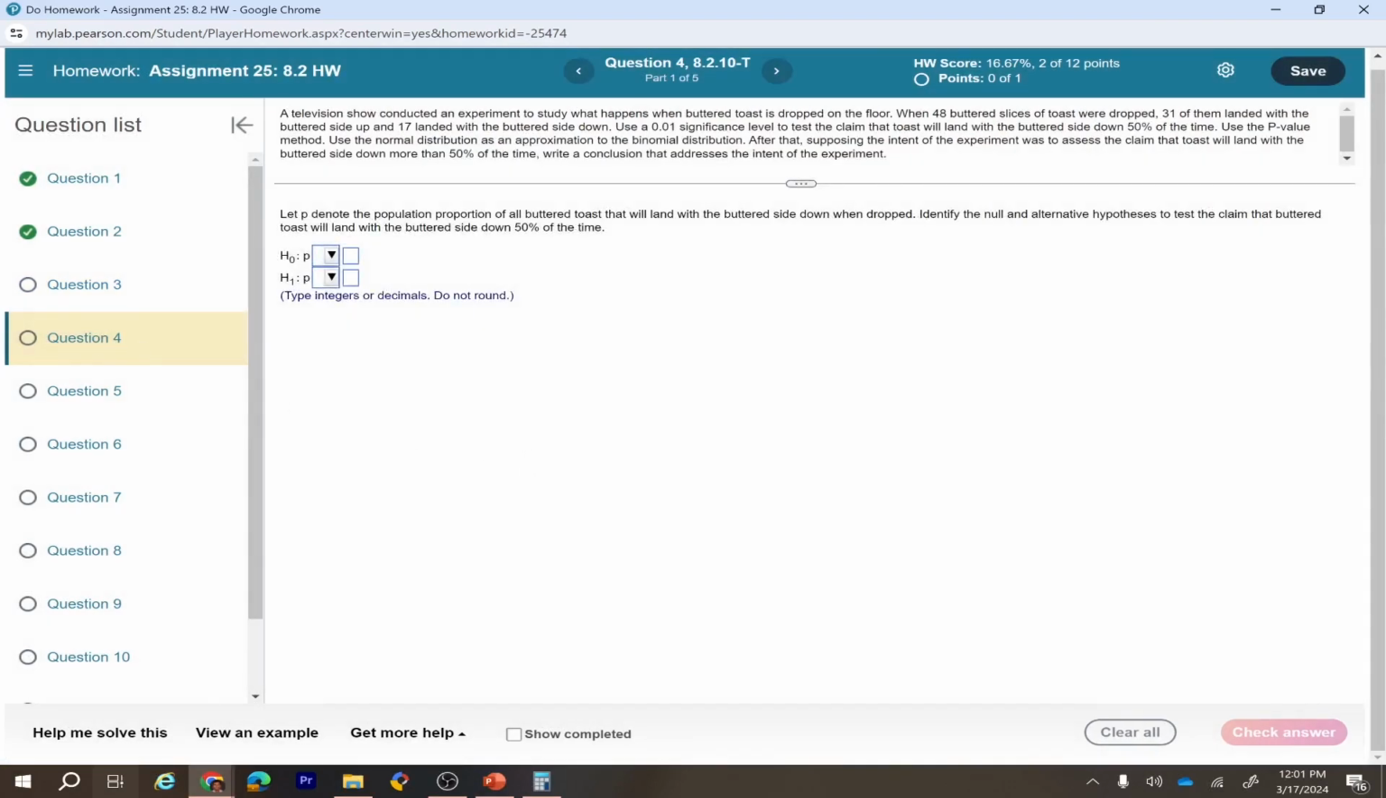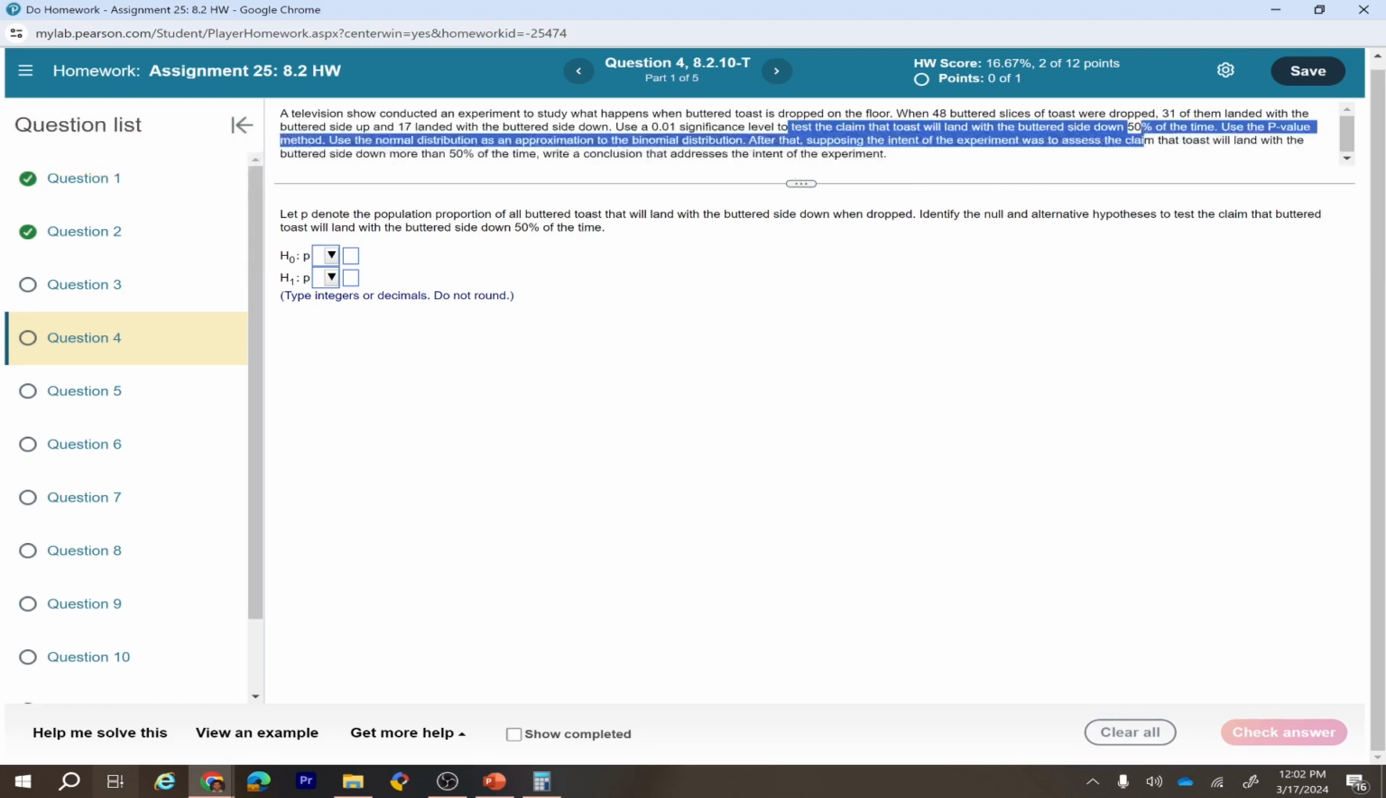A television show conducted an experiment to study what happens when buttered toast is dropped on the floor. When 48 buttered slices of toast were dropped, 31 of them landed with the butter side up and 17 landed with the butter side down. Use a 1% significance level to test the claim that toast will land with the butter side down. So keep in mind, here we are trying to test the claim for the down side. So one more time, test the claim that toast will land with the butter side down 50% of the time.